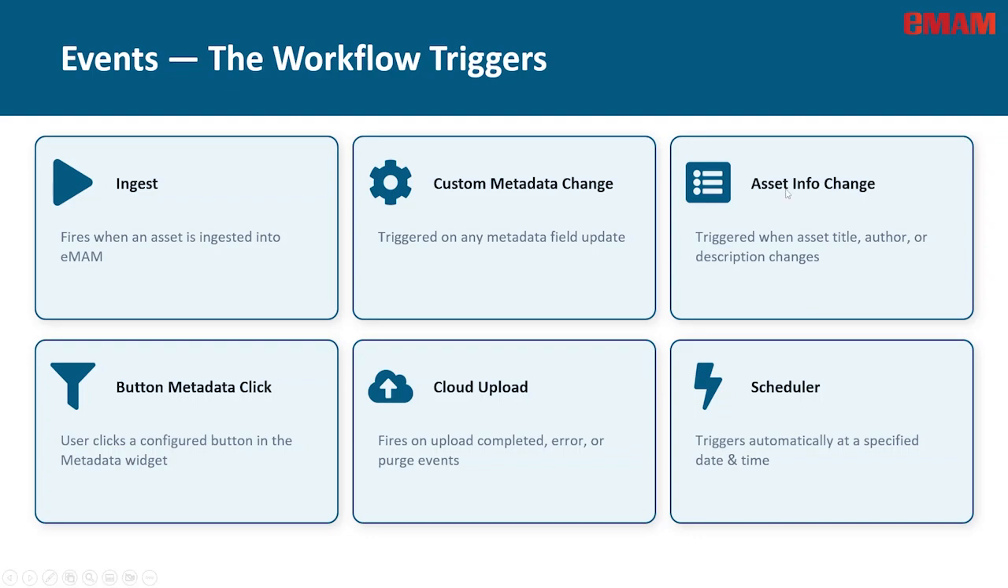Asset info change. This is specifically for when the asset title, author, or description changes. Then button metadata click. This one is interesting. You can configure a button right in the metadata widget, and when a user clicks it, a workflow fires. It gives a manual trigger point when they need one. We will go through the manual way of triggering the workflows and the automated one as well.